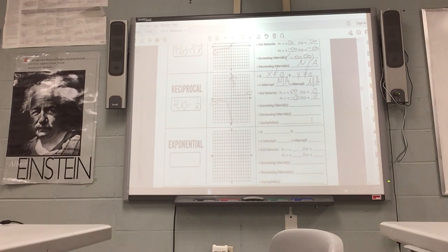Alright, increasing intervals. Is there anywhere left to right I'd be walking uphill? No, so I don't have any increasing. Okay, what about downhill? Is there anywhere I'd be walking downhill? Okay, so starting from negative infinity, I'll be going pretty sharp downhill there, but that levels off at 0, doesn't it? Right. And then up here I'd be going downhill from 0 to forever.